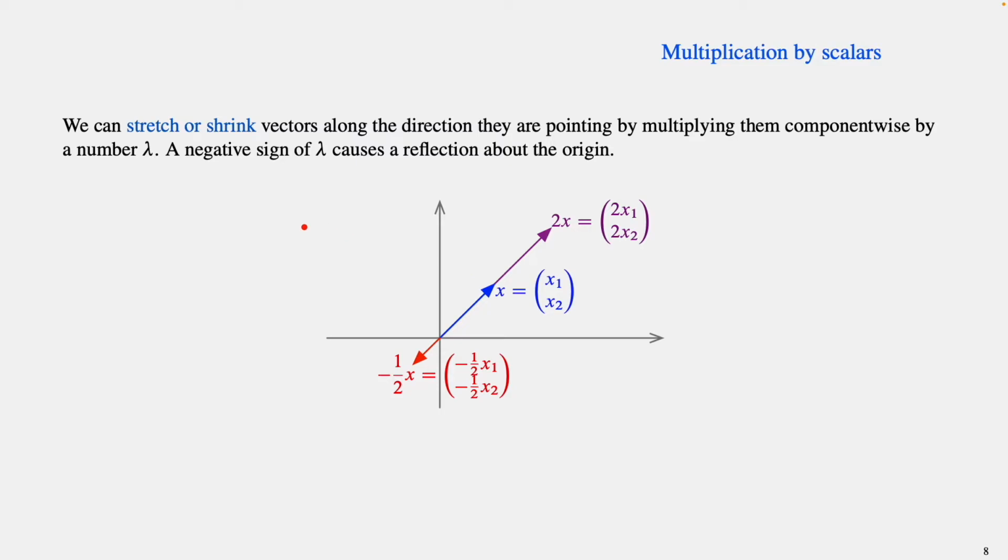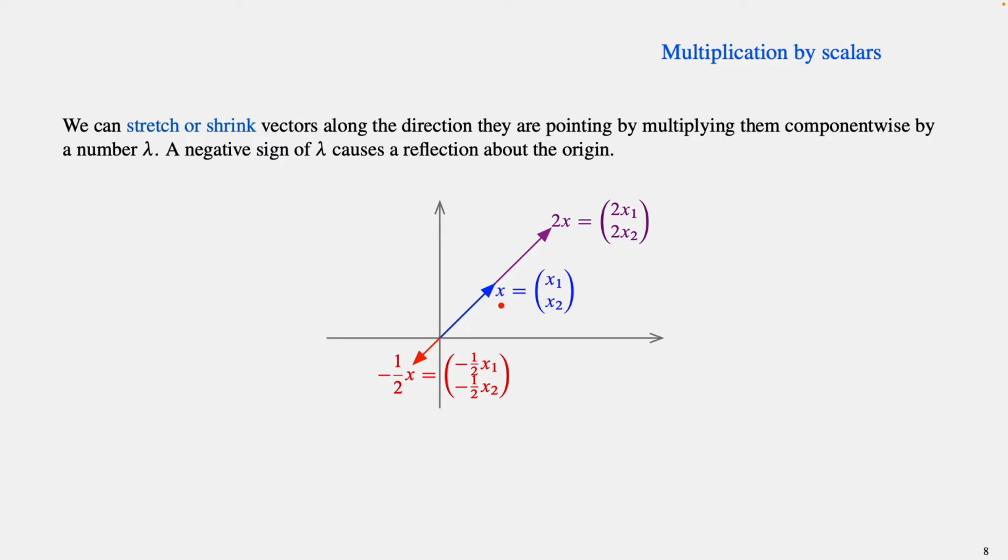Another operation we can perform on vectors is multiplying them by numbers. So we can stretch or shrink a vector along its own direction by multiplying it component-wise by a number lambda. If lambda has a negative sign, then this causes a reflection about the origin.